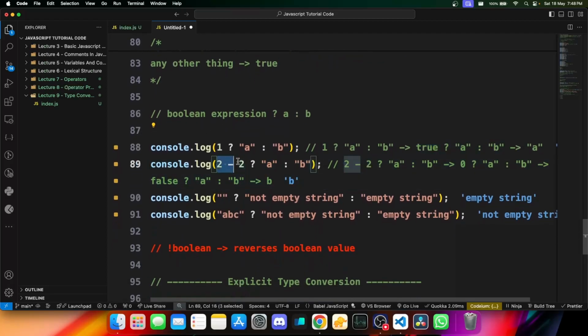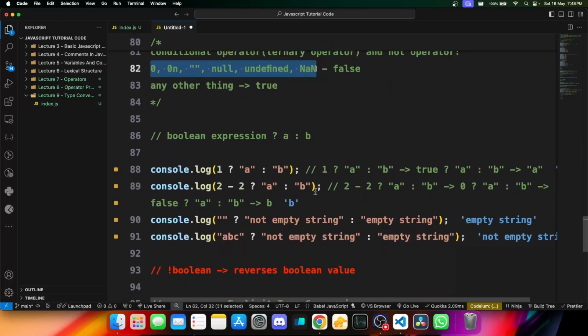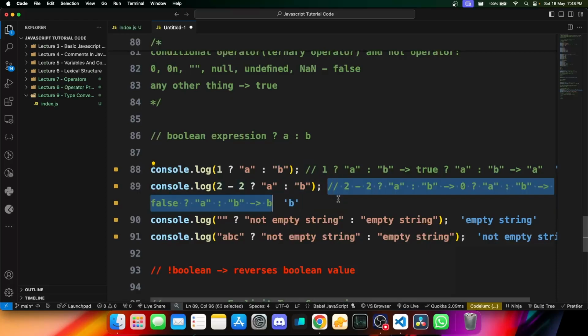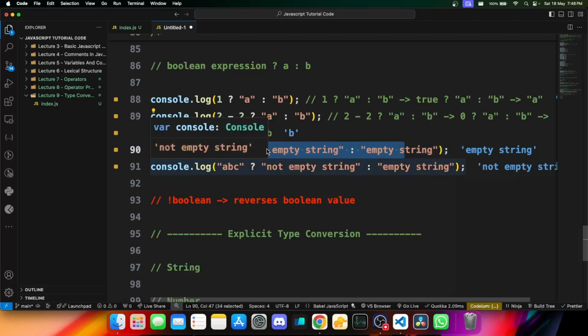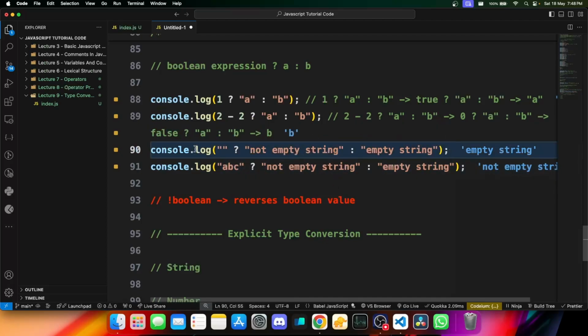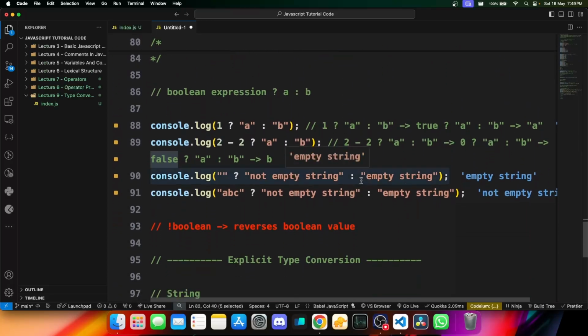Over here, you can see I passed again an expression that, when evaluated, would return a non-boolean value, in this case 0. 0 lies in this category, and so it would give you false, and so you would get the answer of B. Okay, so this whole flow is explained over here. Next, this over here, for example, gives you empty string, because empty string is basically false, and that's why it's converted to false, and it shows you this instead of this, whereas this gets converted to true, and therefore you get this.